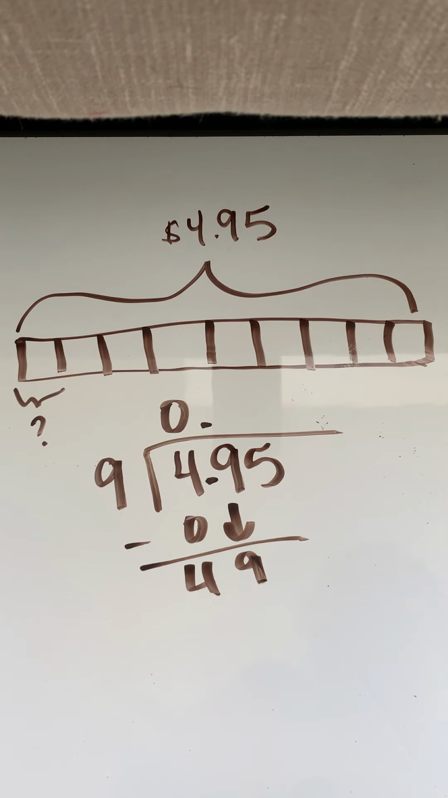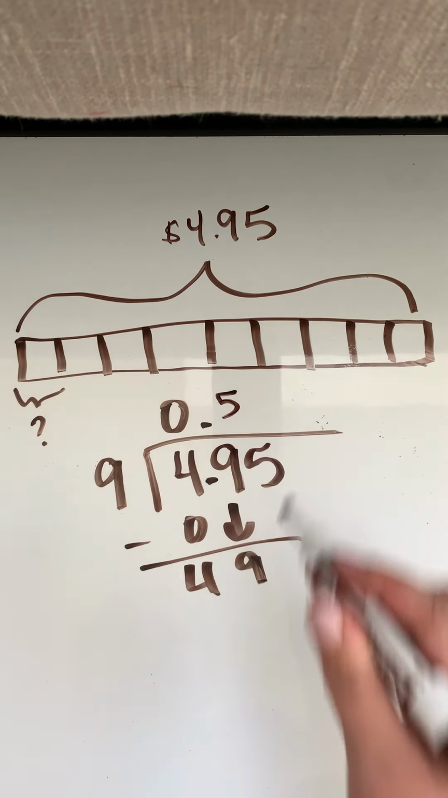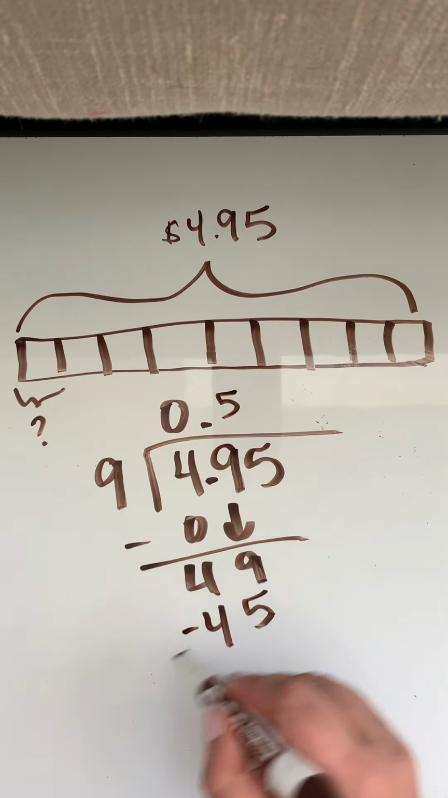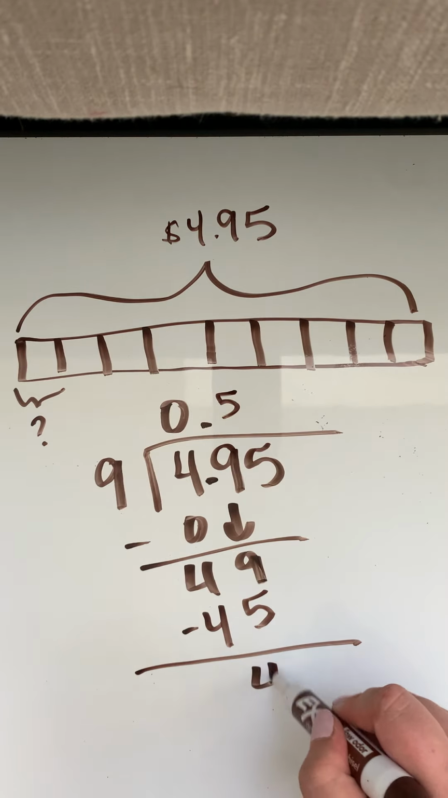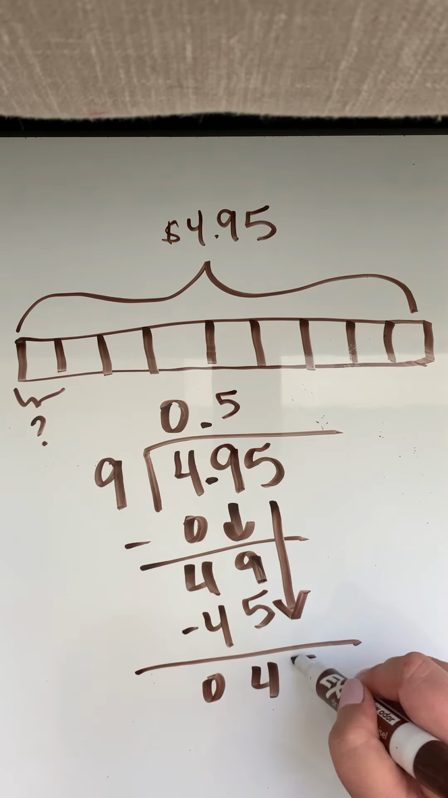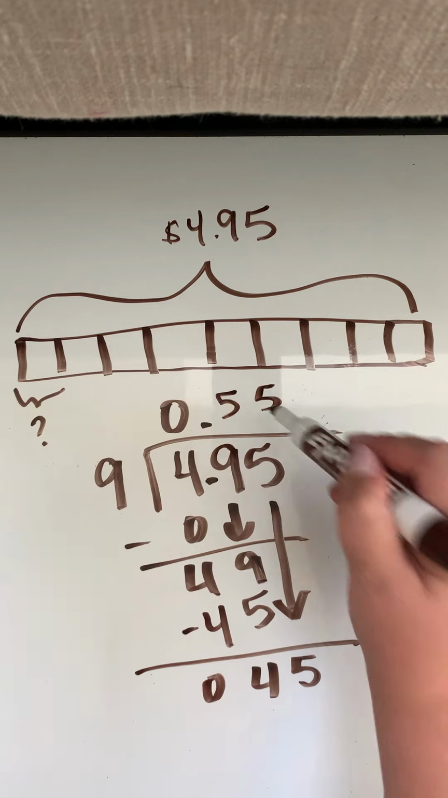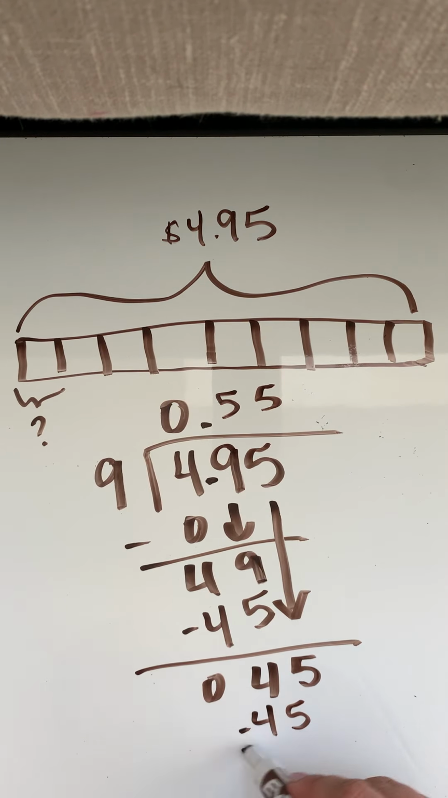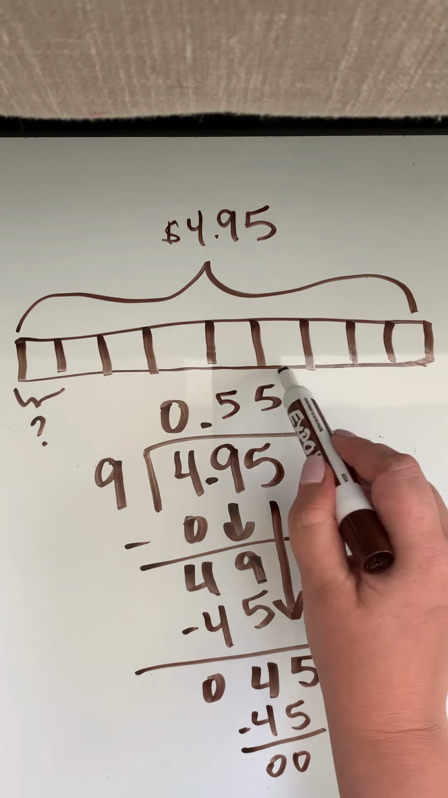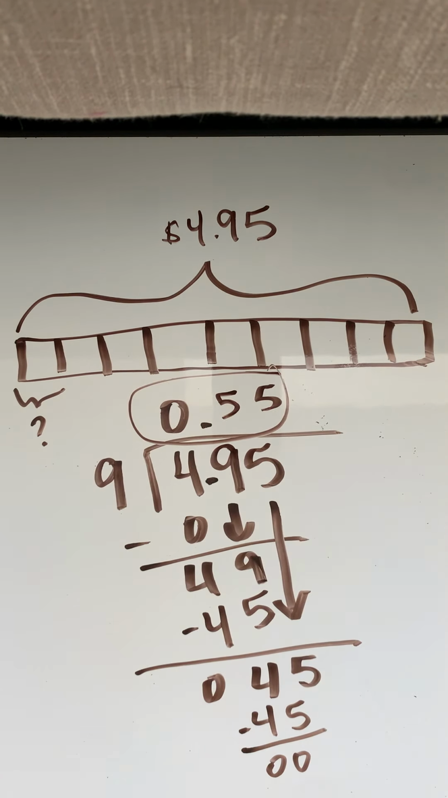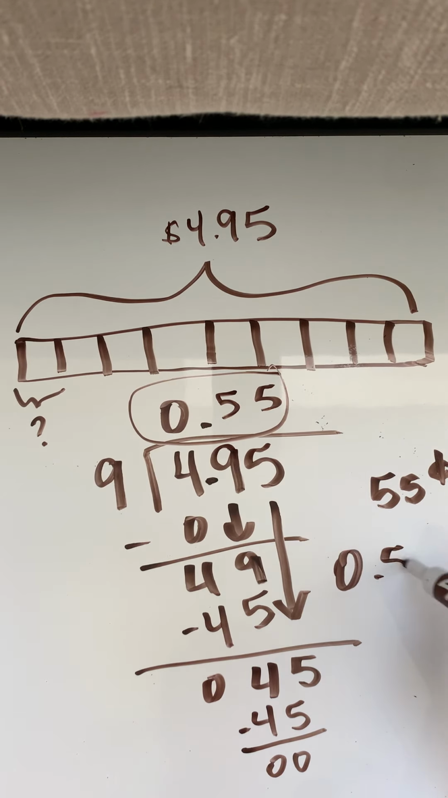9 times what is going to get me close to 49? 5. Excellent. Okay. That's easy. Okay. 9 times 5 again. All right, so that means that the cost of one notebook was how much? 55 cents, or you could write it like this.